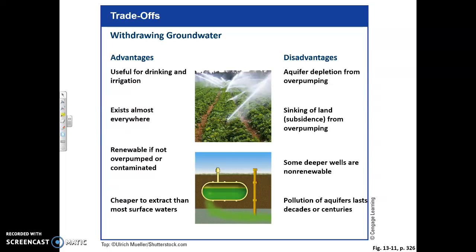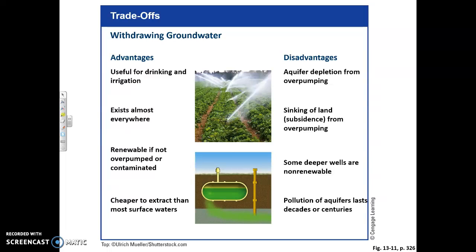And as long as you're not pumping it out too quickly, it can percolate back into the ground and replenish that aquifer, and it will not run out. The other thing is that once you have your well built, it's actually cheaper than treatment of surface waters. So groundwater is a really, really good resource.